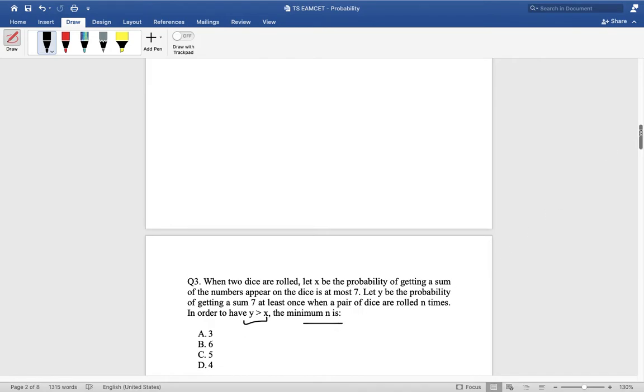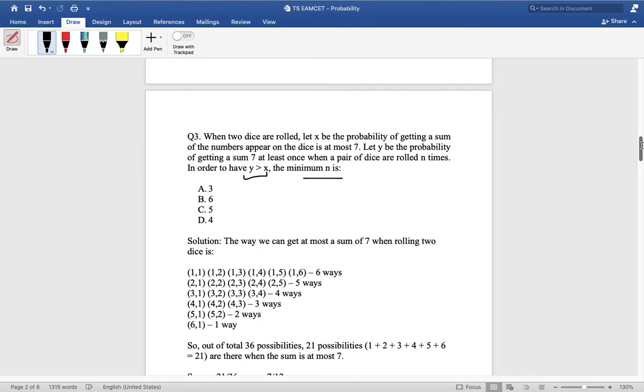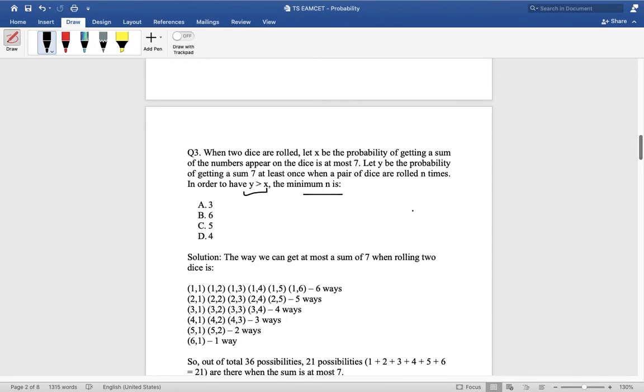Okay, so let us first compute x and then compute y and see what's happening. We can get a sum of at most 7 when rolling two dice in the following ways. That is 1 and 1, then 1 and 2, 1 and 3, 1 and 4, 1 and 5, 1 and 6. So this is 6 ways. Then 2 and 1, 2 and 2, 2 and 3, 2 and 4, 2 and 5. So 5 ways. I'm not including 2 and 6. Why? Because 2 plus 6 is 8, so that exceeds 7, hence not considered.